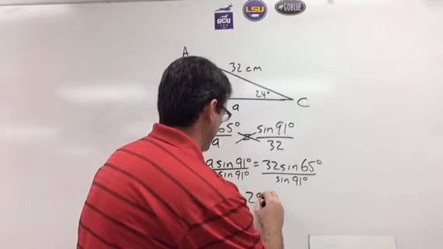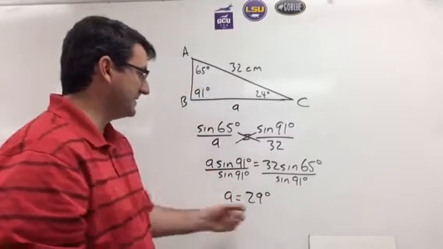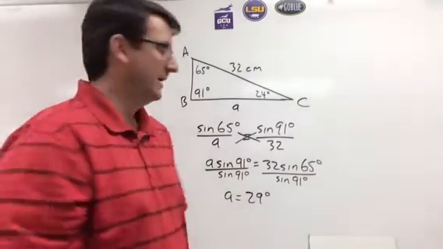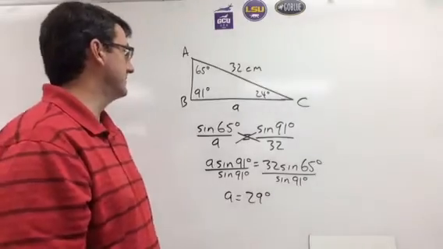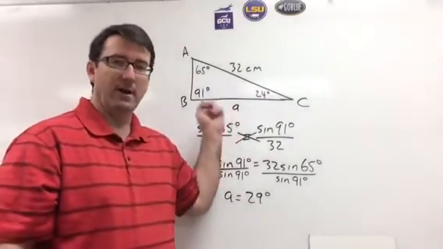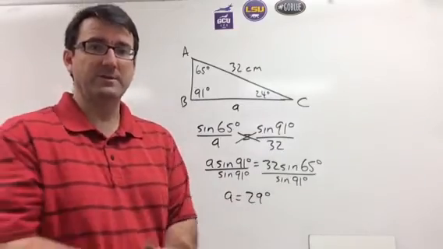29 centimeters. And that's rounded to the nearest tenth. It's actually 29.00. So rounded to the nearest tenth is just 29.0. And that's our value for A, which is what we're looking for.